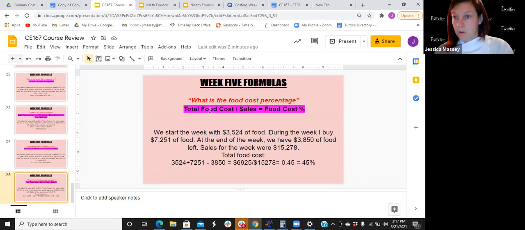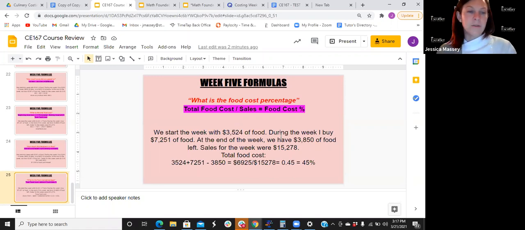So once you figure out your total food cost, beginning inventory plus all purchases minus your ending inventory, then you take that number and you divide it by your total sales. So your total sales for the week is how much you charged your customers for the food you bought, for the food you spent, basically. And so this, you will end up with a decimal.